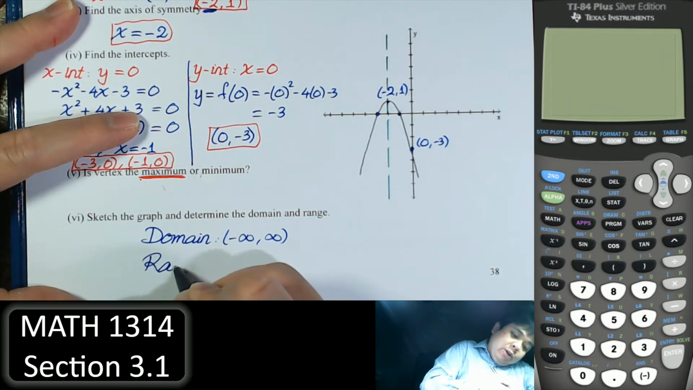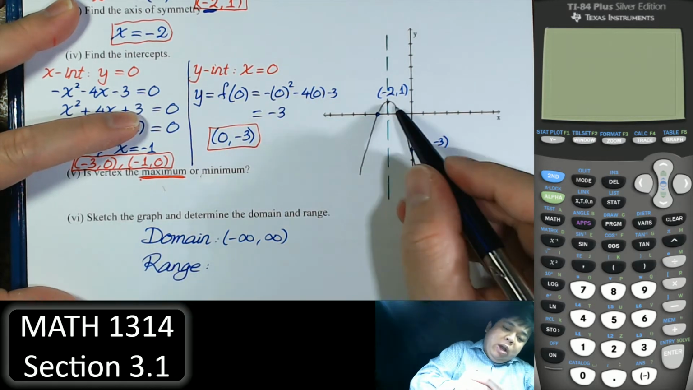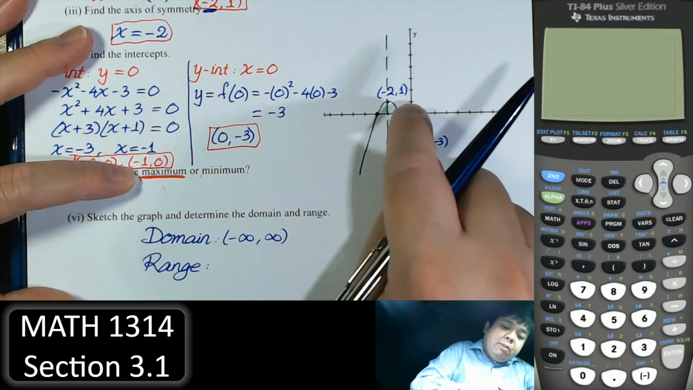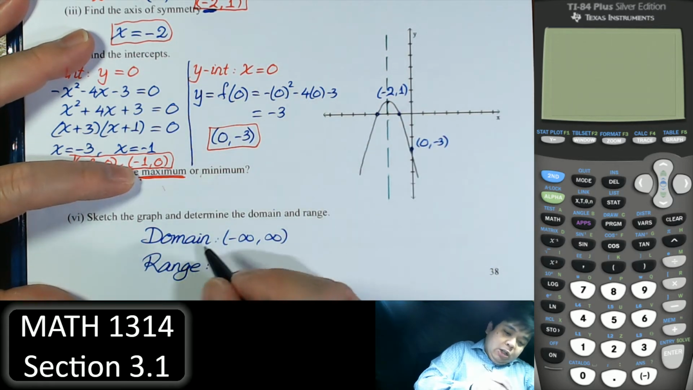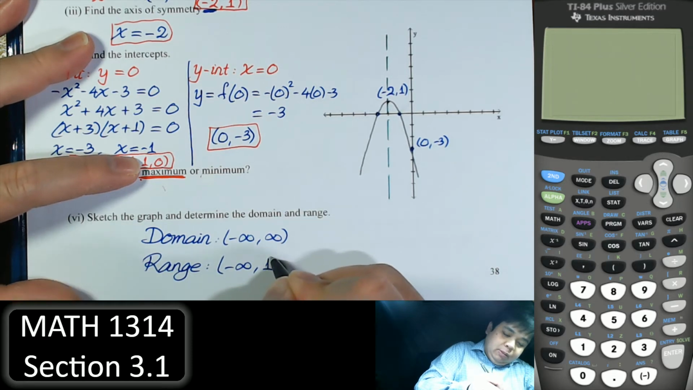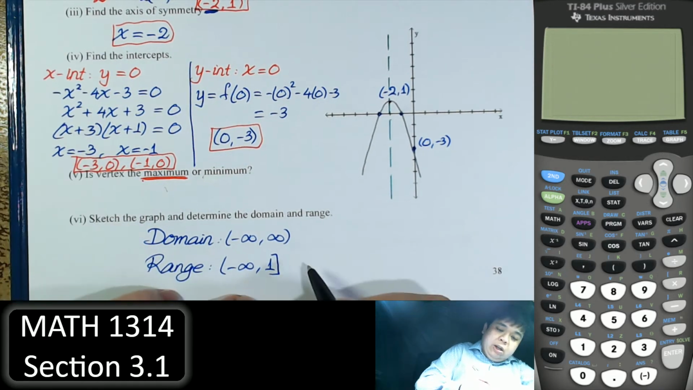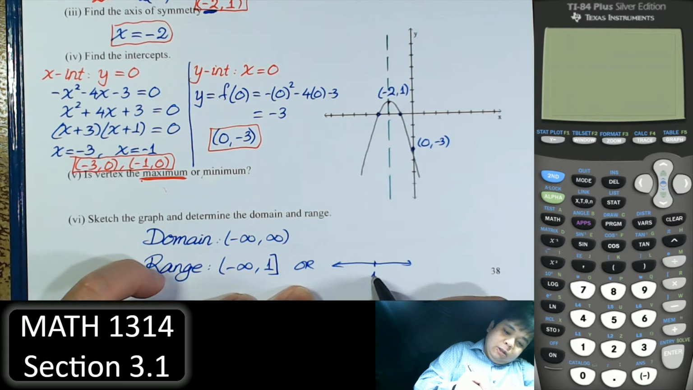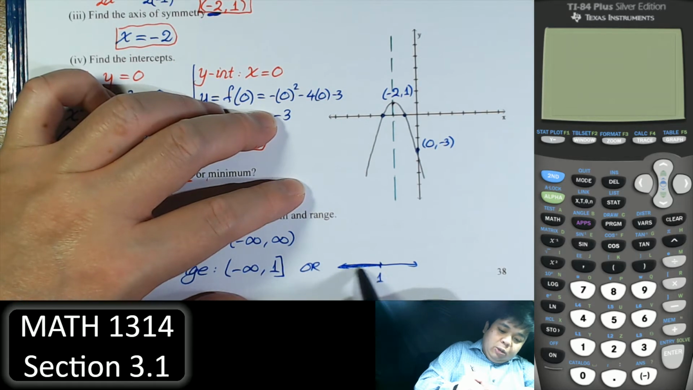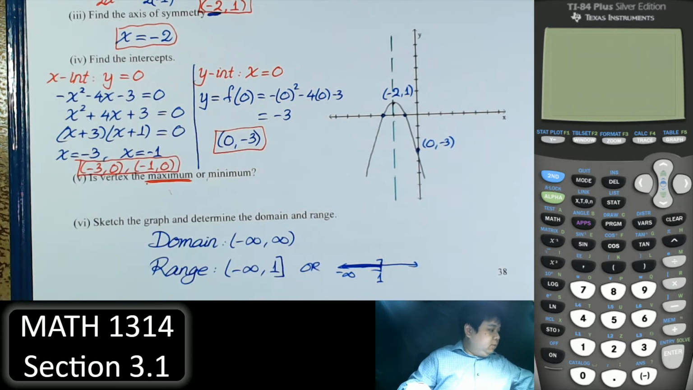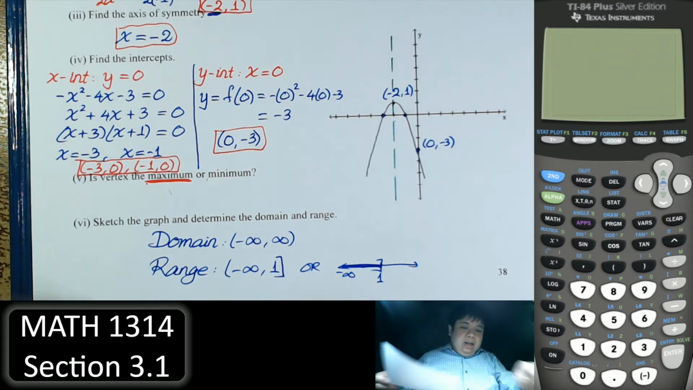And then the range, we have the maximum, therefore the y values can get up only up to that point of 1. So we go from -infinity to 1, including the 1, or we graph -infinity to 1. Right, so simple enough.